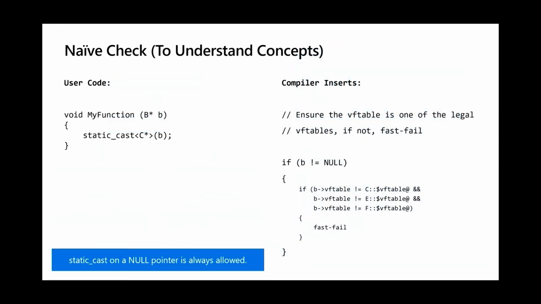So you can build a check pretty easily for this. If the compiler sees a static cast and it's a downcast to something of type C, all you're really doing is reading the vtable out of that object. First, you need to check if the object is null. You're always allowed to static downcast a null pointer, so if the object is null, you let the cast happen. If the object isn't null, you read the vtable pointer out of it, and then you check: is this vtable pointer the C vtable, the E vtable, or the F vtable? If it is, then the cast is allowed to succeed.